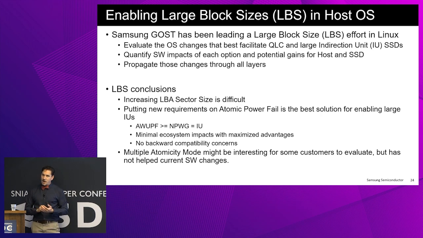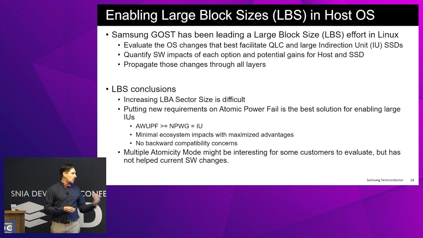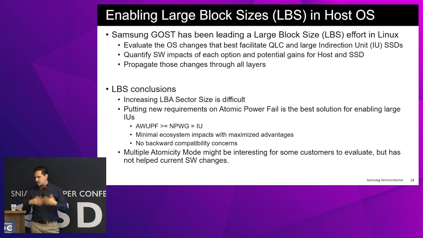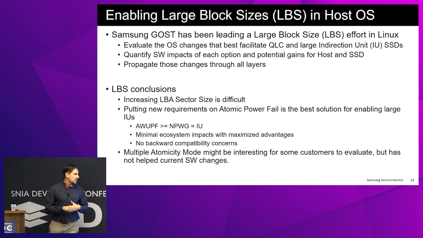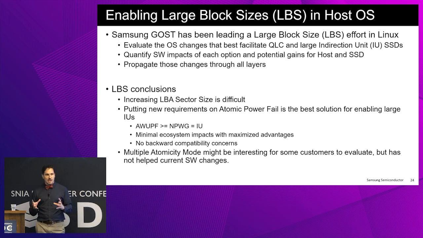So a drive today that might not follow this recommendation might have a very small AWUPF and a large IU size. This LBS work will still focus in and only assume atomic interactions at the size that's promised by the drive, right? So there's not going to be any loss of data, any problems there.